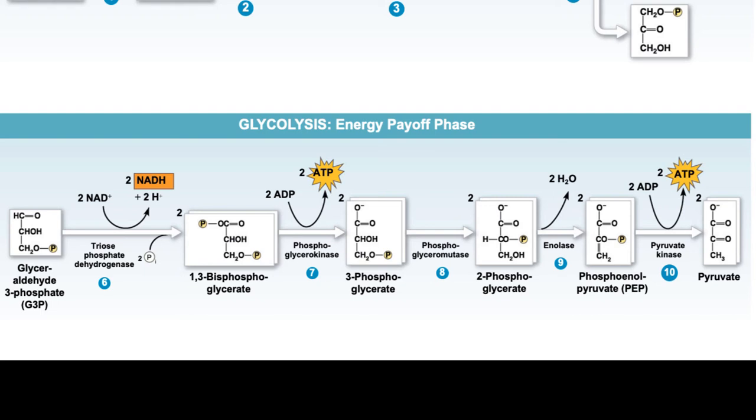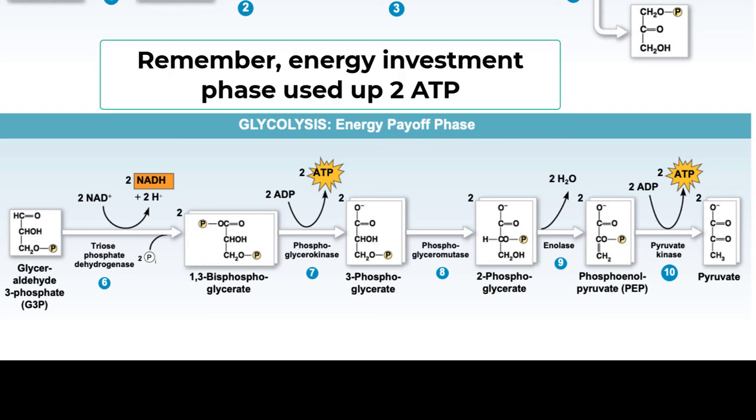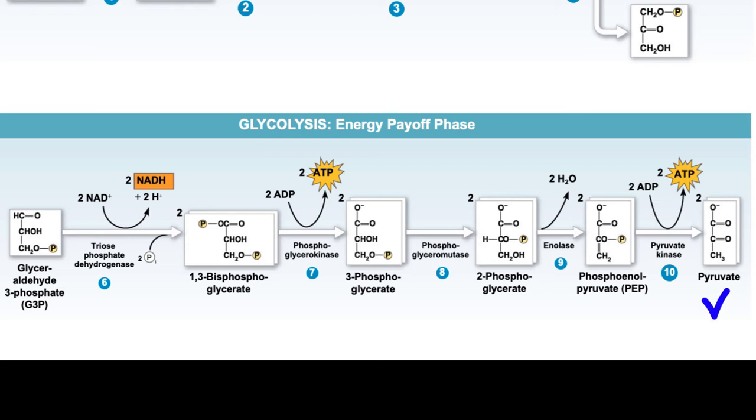For each molecule of glucose, there are 2 molecules of G3P produced in the energy investment phase. Each of those molecules enters the energy payoff phase, and each produces 1 molecule of NADH and 2 molecules of ATP. Therefore, a total of 2 molecules of NADH and 4 molecules of ATP are produced. Thus, overall, glycolysis produces 2 molecules of NADH and 2 molecules of ATP for every molecule of glucose. Finally, of course, it also produces 2 molecules of pyruvate, which is used in the next steps.